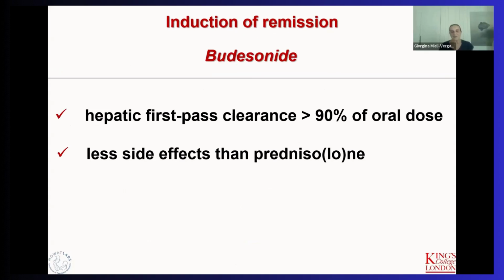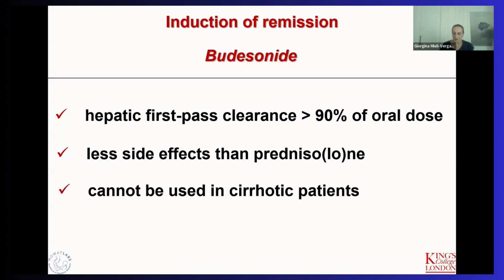Then there is a study which I need to mention, budesonide, because I see more and more often children treated with budesonide. So I need to say a few words about the study for induction of remission. This was a European multi-center study of this drug, which has a hepatic first pass clearance of more than 90% of the oral dose, and is said to have fewer side effects than prednisone. However, it cannot be used in cirrhotic patients.